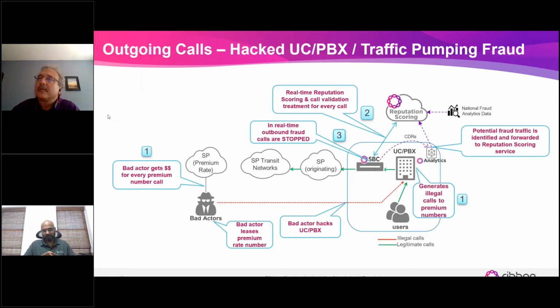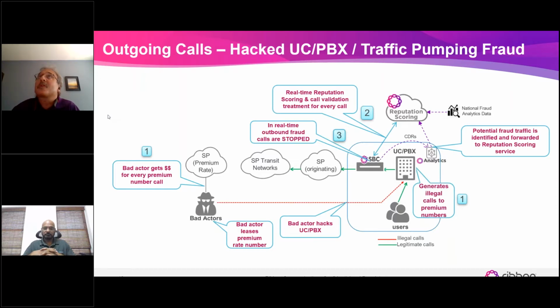Ram, I want to add one quick point based on that earlier question as well. As you can see here, once this is determined, the bad actor is still hacked into the UC or PBX solution, right? But their traffic isn't going through, so they're not making any money. That means somebody figured out how to stop it. They're probably going to stop their attack, or they're going to try some other avenue.